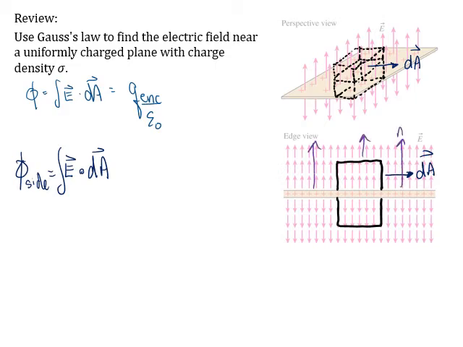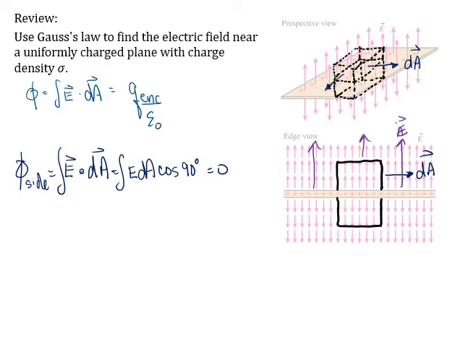So what we see for the side face is that E and dA are perpendicular. So the integral of E dot dA is the integral of E times dA times the cosine of the angle between them, which is 90 degrees, equals 0. Now that's true for every face of the box.